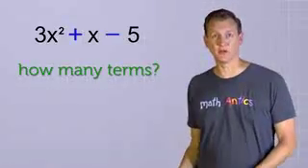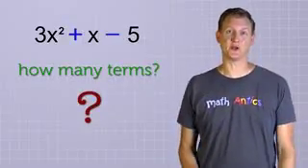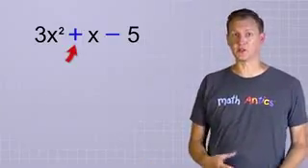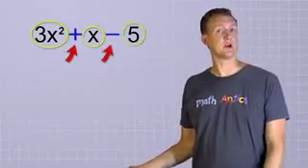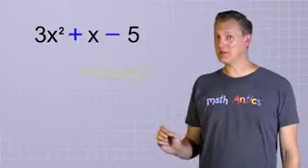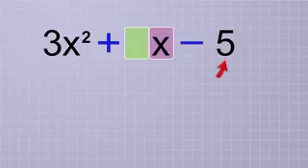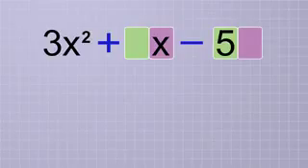Well, based on what we've learned so far, you're probably not quite sure. If the terms are the parts that are joined together by addition or subtraction, then this should have three terms. But it looks like there's something missing with the last two terms. This middle term is missing its number part, and this last term is missing its variable part. That doesn't seem to fit with our original definition of a term. What's up with that? Well, the middle term is easy to explain.